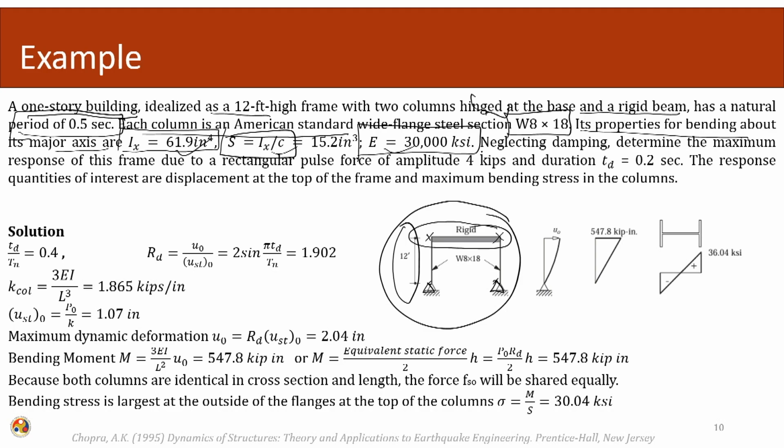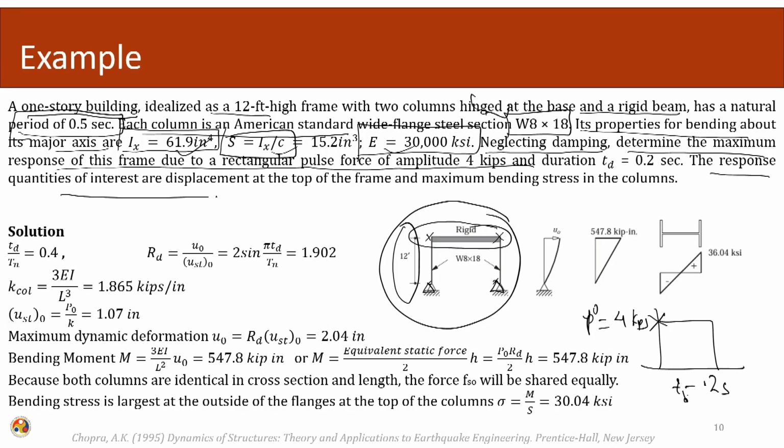Here we will ignore the damping. We need to determine the maximum response of this frame due to a rectangular pulse of amplitude 4 kips. So, the maximum amplitude P naught is 4 kips and the time duration Td is 0.2 second, and the structural parameters are given. The response quantities of interest are the displacement at the top of the frame and the maximum bending stress in the column. So, we need to calculate the maximum deformation at the top and the bending stress in the column. We will see how to deal with this problem.